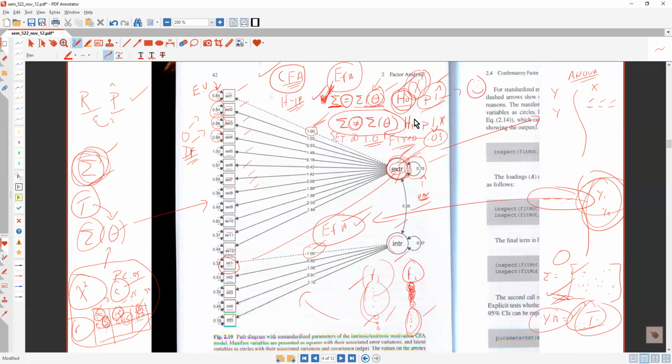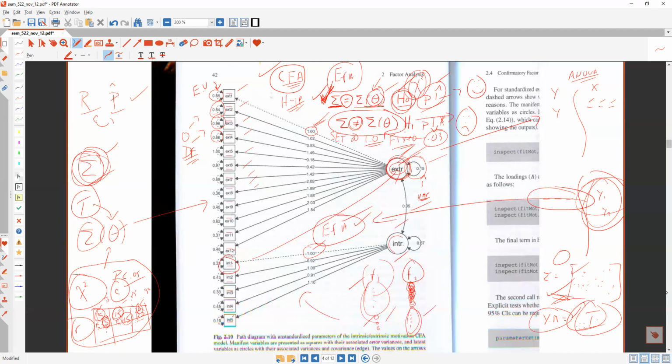So this right here, a rejection of the null hypothesis, is not good. You do not want the p-value to be small. So when you do these structural equation modeling things, you want the p-value to be high. You want it to be not statistically significant because of the nature of that model fit that we're talking about.